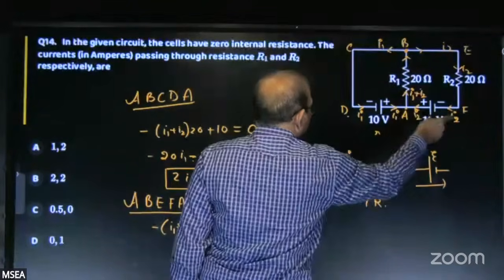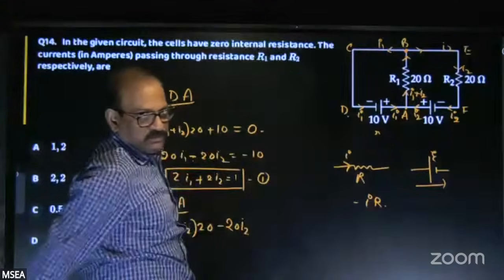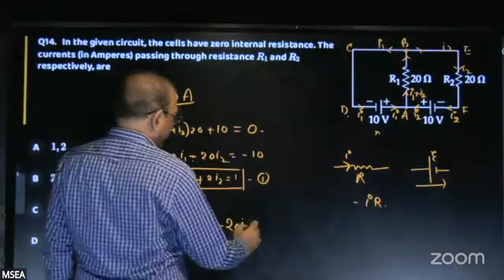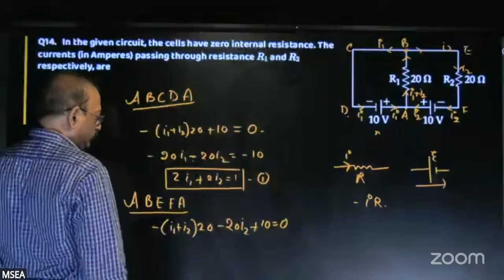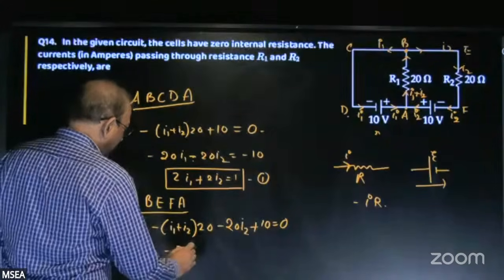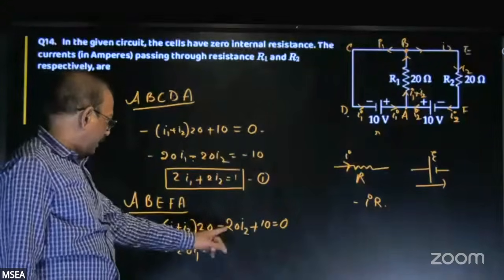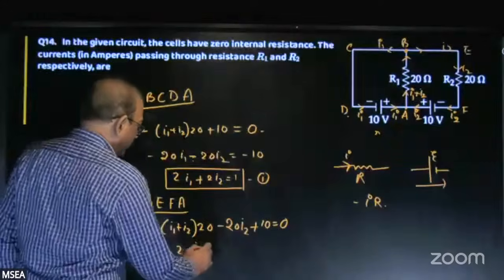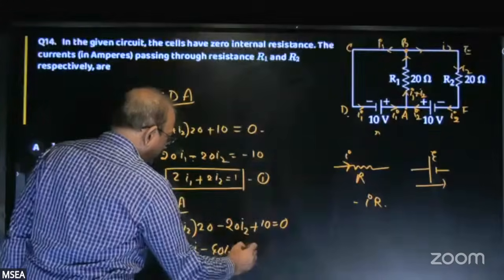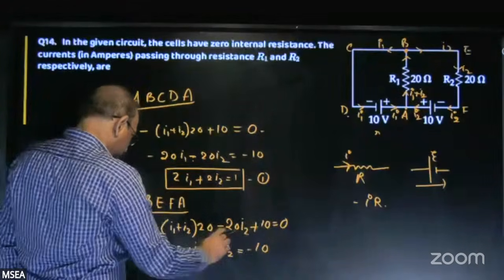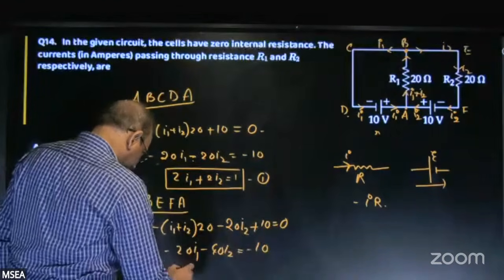F to A, when you are coming from negative to positive terminal side, positive EMF you have to write, plus 10 is 0. Minus 20I1 minus 20I2, again minus 20I2, means you will get minus 40I2. Take that side, minus 10, and the 10s also cancel.